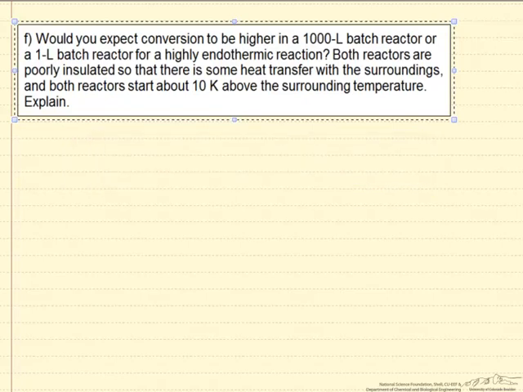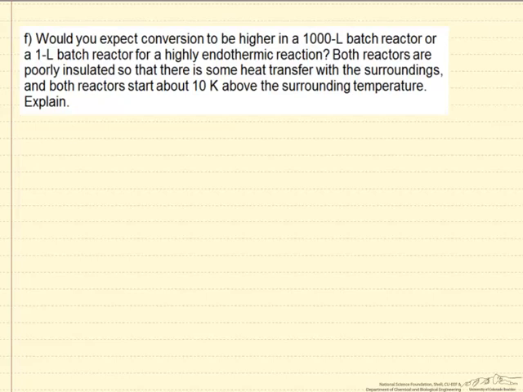As reaction proceeds, because it's an endothermic reaction, we're going to expect the contents to cool. As the temperature gets below now the surroundings temperature, we're going to have heat transfer into the reactor from the surroundings. For the 1-liter reactor, we have much larger surface area to volume, so we have much larger heat transfer area per reacting volume. So the critical aspect is the surface area for heat transfer over the volume for reaction.